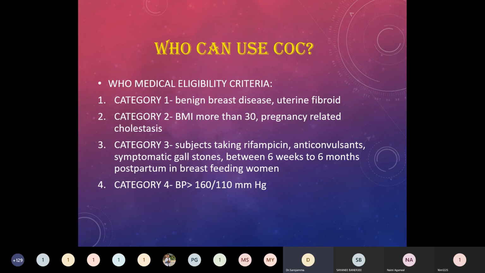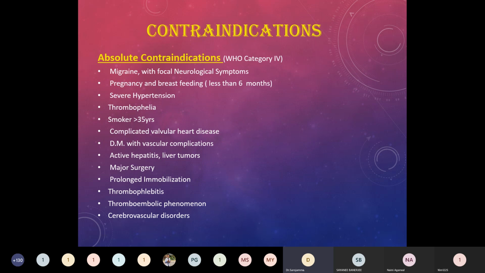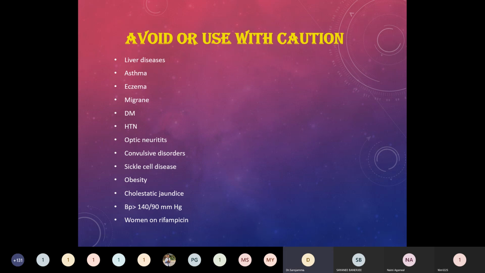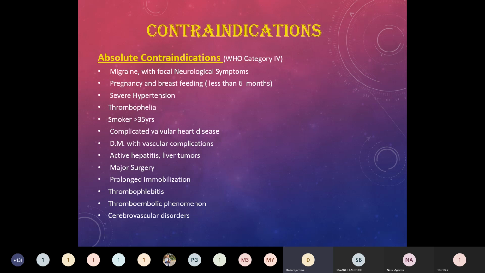Coming to combined oral pills, category 4 is the one with complications like high BP or family history of breast cancer, or family history of cervical cancer, or venous thromboembolism. Those cases we cannot advise them to take combined oral pills. Category 1 with benign breast disease, uterine fibroid, where a non-contraceptive benefit is expected, we can give them without any second thought. You can give the tablets to these women.